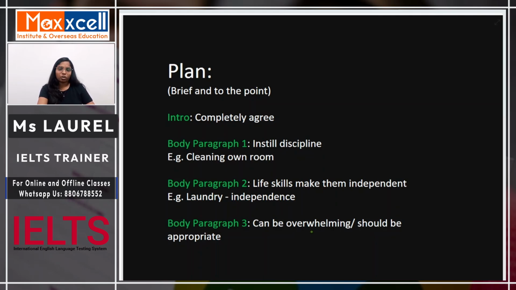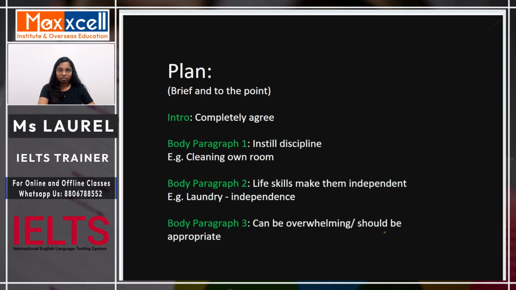As we know, they have a lot of homework to do, they have other things on their mind, maybe extracurricular activities, whatever it is. So if we add more stuff to it, if we add household duties and responsibilities, it will be overwhelming. So this is the counter argument that I have. And how am I going to counteract this counter argument?